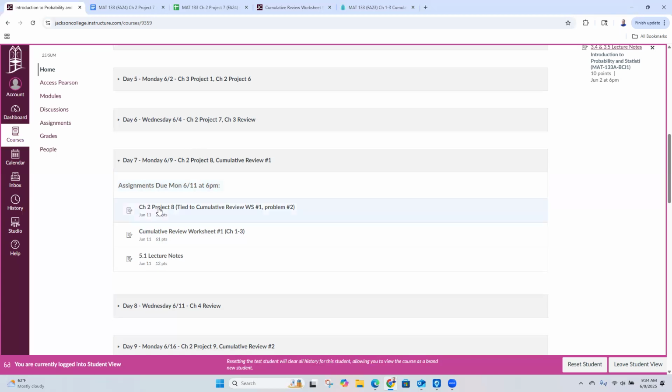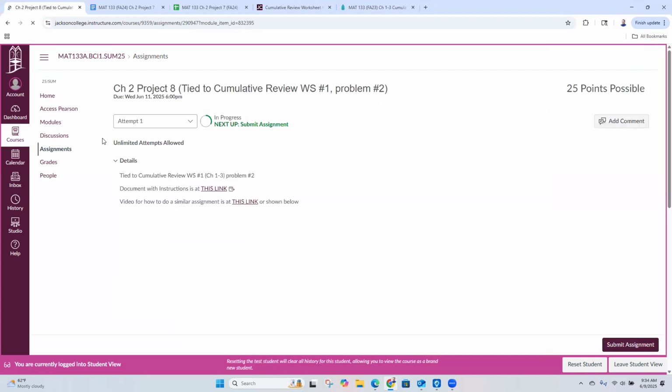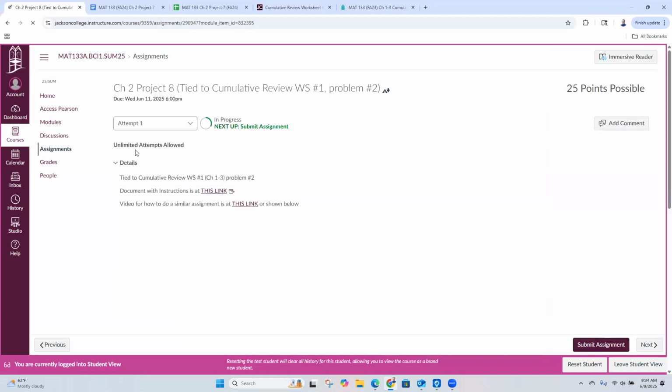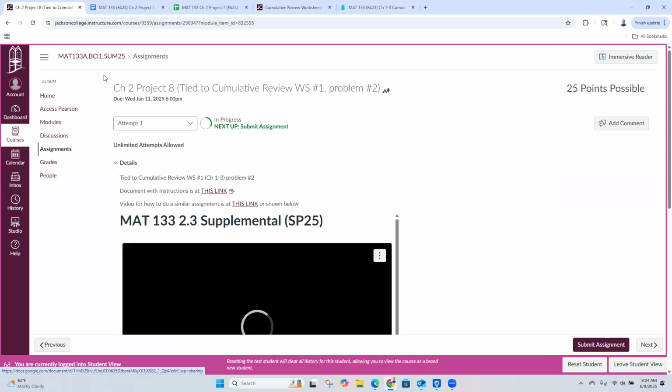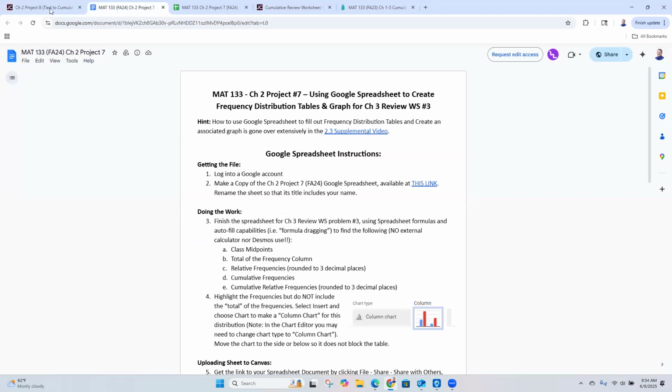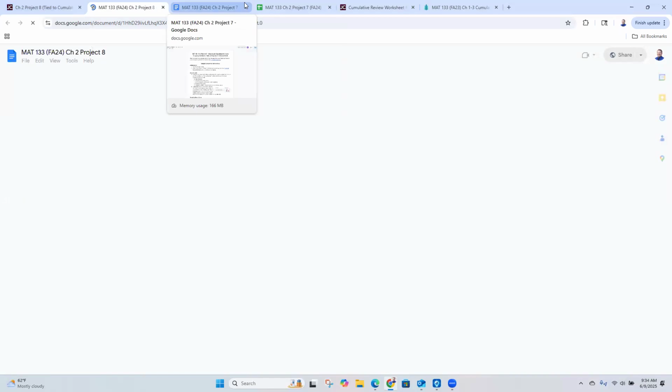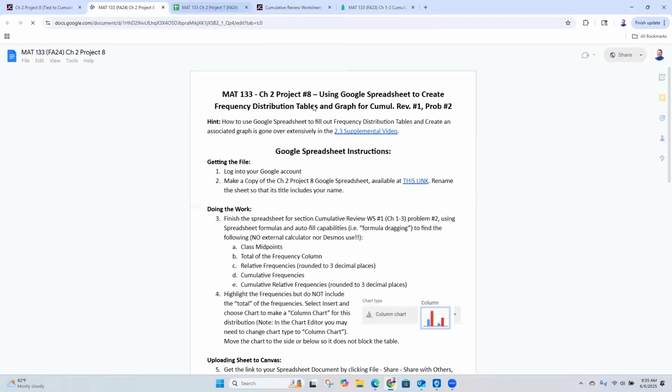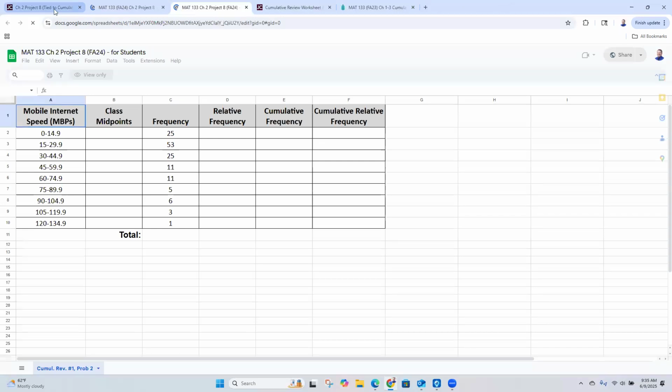Chapter 2, Project 8 is very similar to the other Chapter 2 projects that we've looked at. So relative frequency, midpoints. Remember that I want to see the formulas for the midpoints. I don't want to see just the number. If you click on Chapter 2, Project 8, and then click on the link, it'll bring you here. Then you'll click on this link in the Google Doc, and that'll bring you to our data. You'll make a copy.